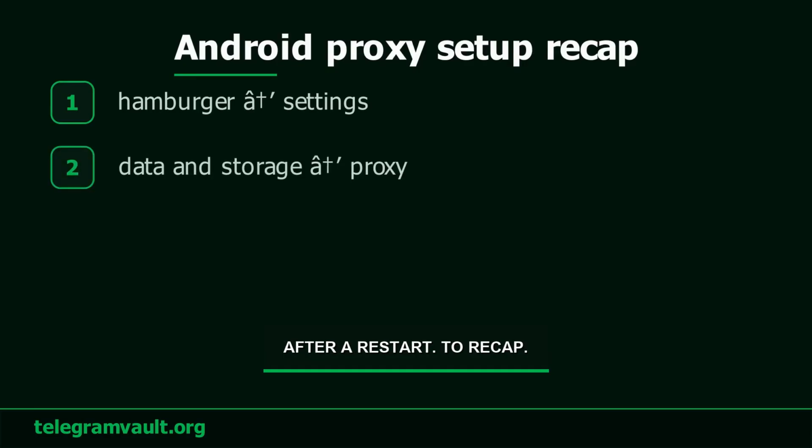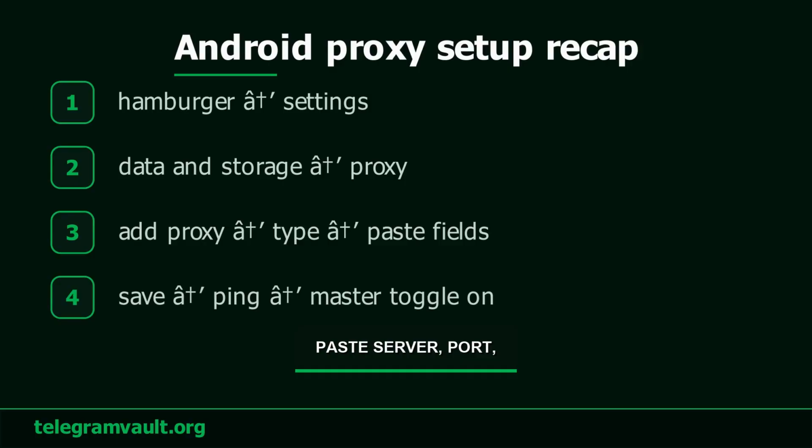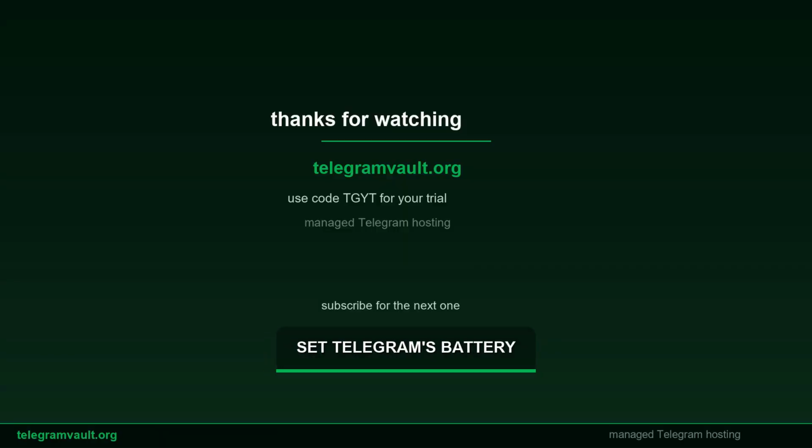To recap: hamburger menu, settings, data and storage, proxy settings, add proxy, pick MTProto or SOCKS5, paste server, port, and the secret or your user and pass, save, wait for the ping and turn the master toggle on. Then, and this is the Android specific part, set Telegram's battery usage to unrestricted so the system stops killing the connection. Tap a TG proxy link to do the whole thing in one step.